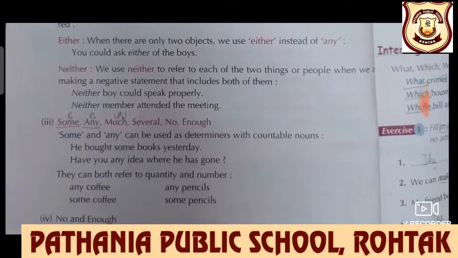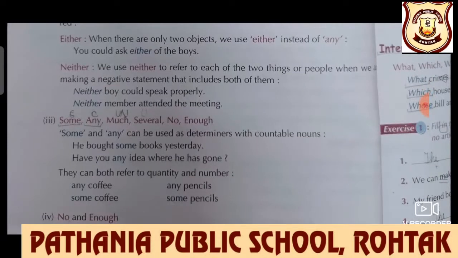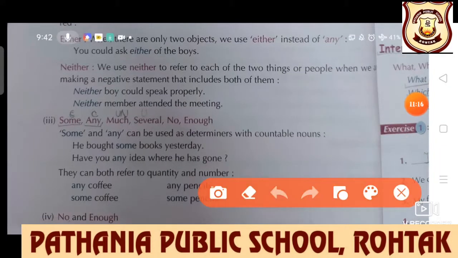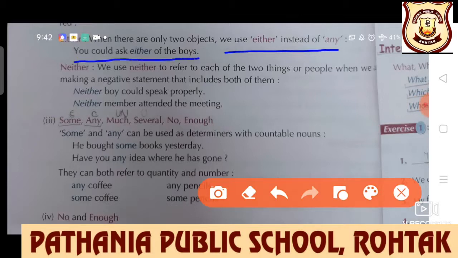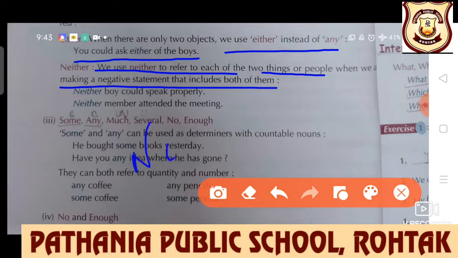Next is either. When there are only two objects, we use either instead of any, and it shows positivity. You could either ask one of the boys. I have two options, either I can choose that or this. Neither: we use neither to refer to each of the two things or people when we are making a negative statement. Neither boy could speak properly means the answer is no, and no is a negative word, of course.